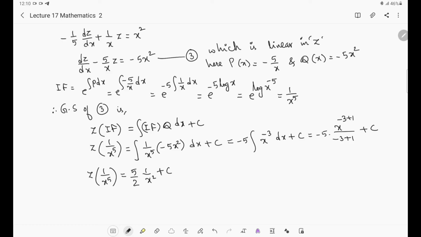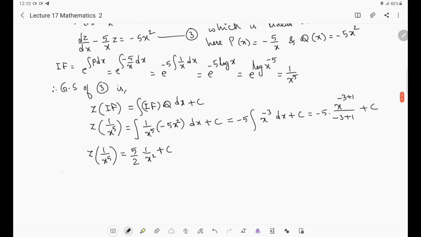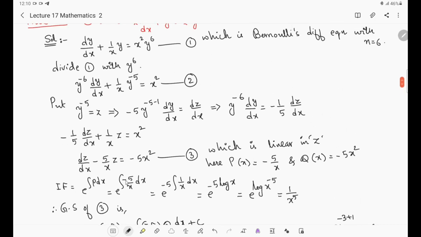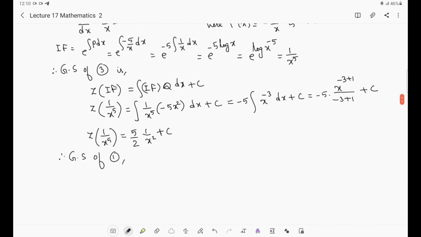So this is the general solution of equation 3. Now to get the general solution of the given equation, equation 1, whatever substitution we have taken, we have to substitute back, right? What we have taken is z equals y power minus 5, and we need to substitute that back here.